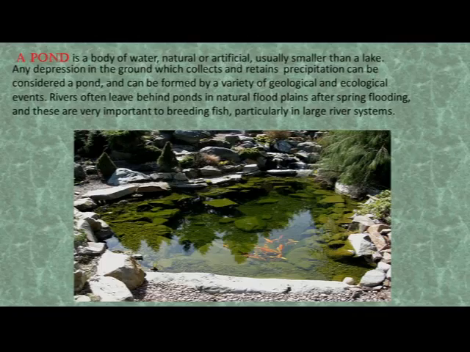A pond is a body of water, natural or artificial, usually smaller than a lake. Any depression in the ground which collects and receives precipitation can be considered a pond, and can be formed by a variety of geological and ecological events. Rivers often leave behind ponds in natural flood plains after spring flooding, and these are very important to breeding fish, particularly in large river systems.